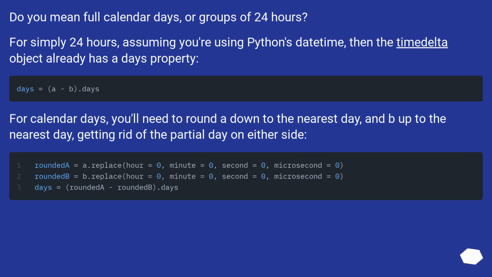Do you mean full calendar days, or groups of 24 hours? For simply 24 hours, assuming you're using Python's datetime, then the timedelta object already has a days property. For calendar days, you'll need to round A down to the nearest day, and B up to the nearest day, getting rid of the partial day on either side.